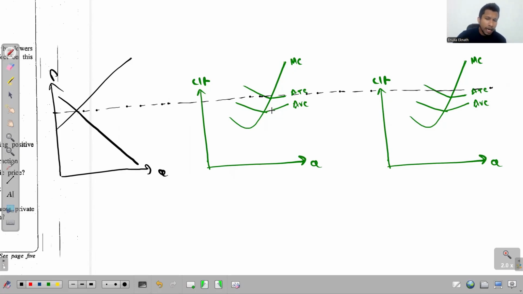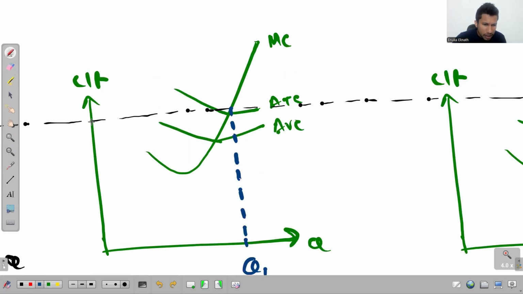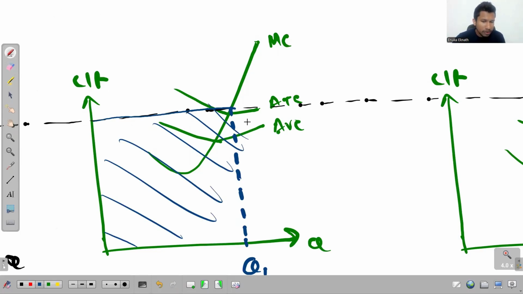Right now if you calculate the profit, the firm must be, in the initial situation, producing this quantity. So this is the total. If I zoom this in, this region shows the total revenue, right? This entire region shows the total revenue.